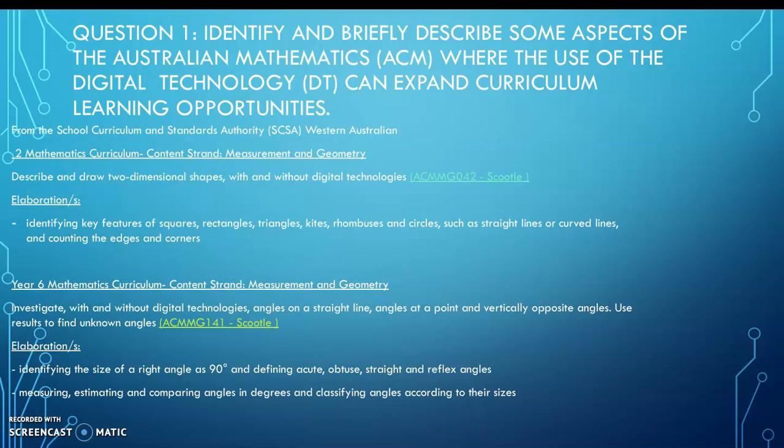I chose these 2 content descriptors because they are under the same content strand, which is measurement and geometry. And although they're under the same content strand, the Year 2 content descriptor focuses on shapes and the Year 6 content descriptor focuses on angles. So although they are in the same content strand, they focus on different sections of the content.